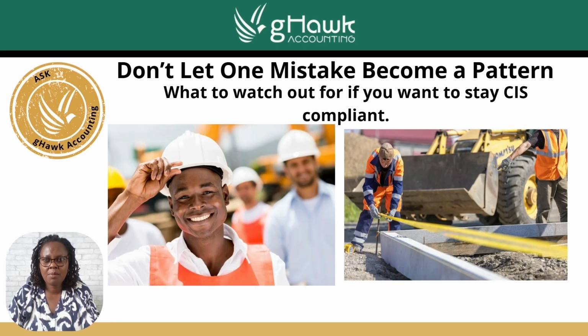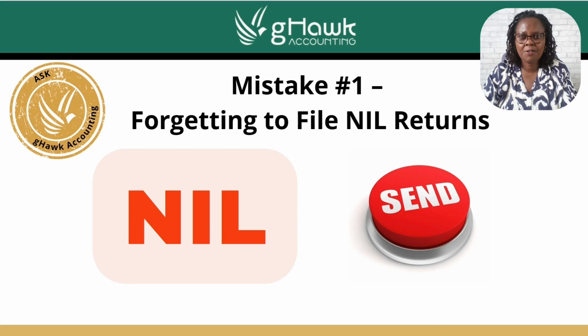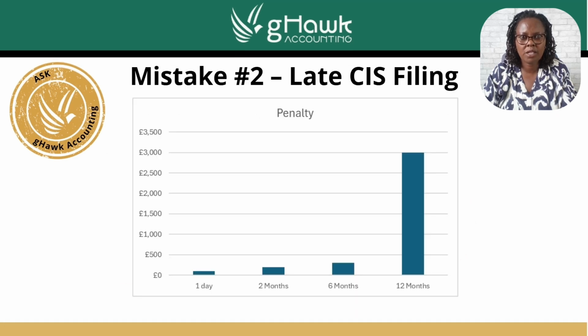If you've received a CIS penalty, you're not alone. In fact, CIS is one of the most misunderstood areas for construction business owners. To help you stay out of trouble, let me walk you through the 7 most common mistakes construction business owners make and how you can avoid them. The first mistake is forgetting to file nil returns. Even if you haven't paid any subcontractors this month, you still must file a CIS return. A nil return confirms to HMRC that no payments were made. Not submitting it can still trigger a penalty.